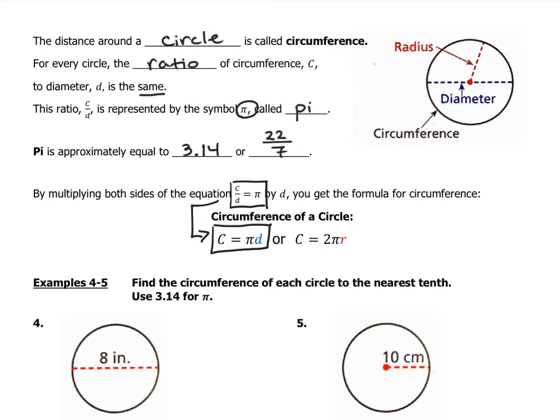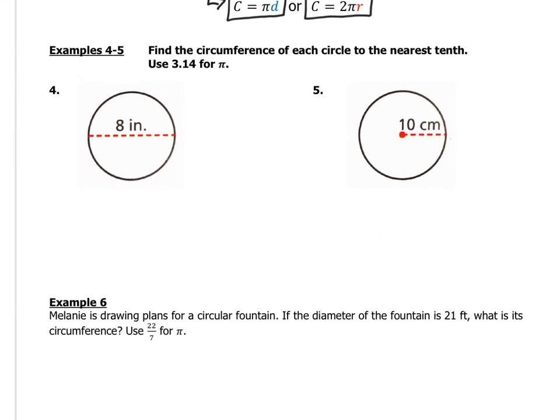Diameter, remember, is twice the radius. So if instead you know the radius of the circle, you can take 2 times the radius times pi, or 2 pi r, and that will also give you the circumference. So there are two formulas for circumference of the circle. Circumference equals pi times diameter, or circumference equals 2 times pi times radius. So in examples 4 through 5 here, we're going to practice using those two formulas.